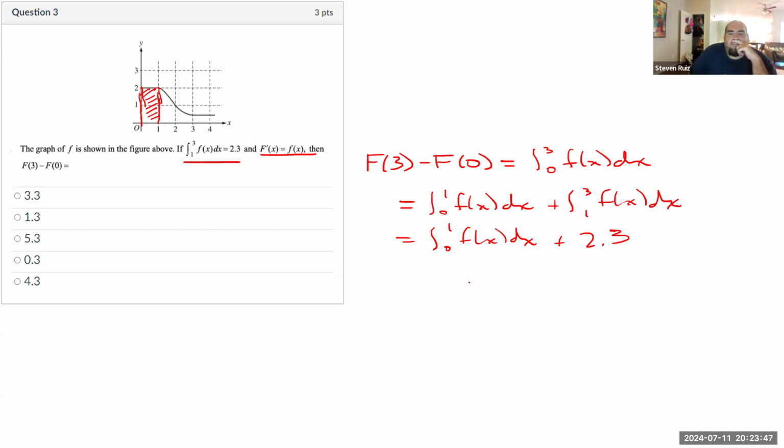So what's the area of that rectangle? The area of that rectangle is 1 times 2. So I get 2 plus 2.3, that is equal to 4.3. So all these strings of equalities go together to give me a final result of 4.3. Final result is the final choice.